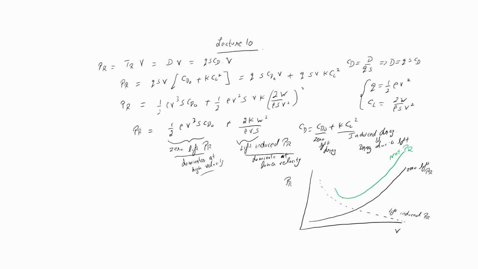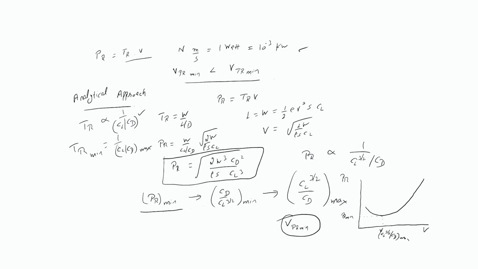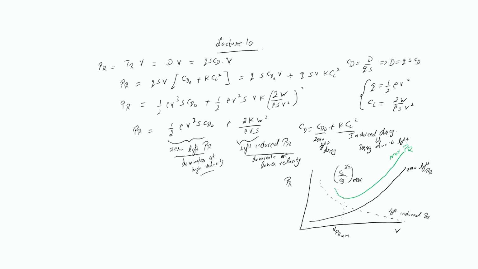At this point we are getting the velocity at which power required is minimum, and this is the point at which CL power 3 by 2 by CD is maximum. This we discussed in the last class as well. Power required is minimum at which CL power 3 by 2 by CD is maximum. That is what I mentioned here. This is the power required minimum, and this is the velocity at which power required is minimum, or velocity at which CL power 3 by 2 by CD is maximum. So we will follow a similar process here as well.